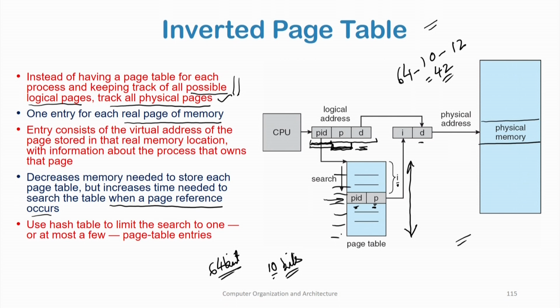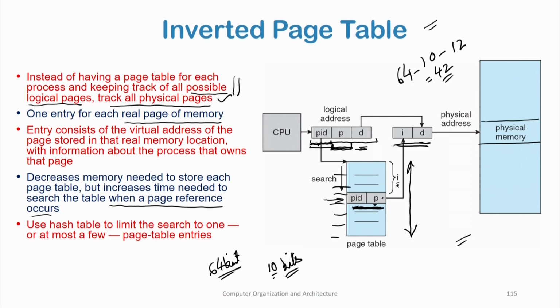I will search the entire page table to find if I get a match for this P and PID. So, I know the PID and the virtual page number, and I am going to search the entire page table to get a match for PID and P. If I get this match, I know where in the page table I got it, which is I, the index into the page table, and this index tells me the physical page frame number. Now, I add the offset, I therefore get the physical address and access the physical memory.